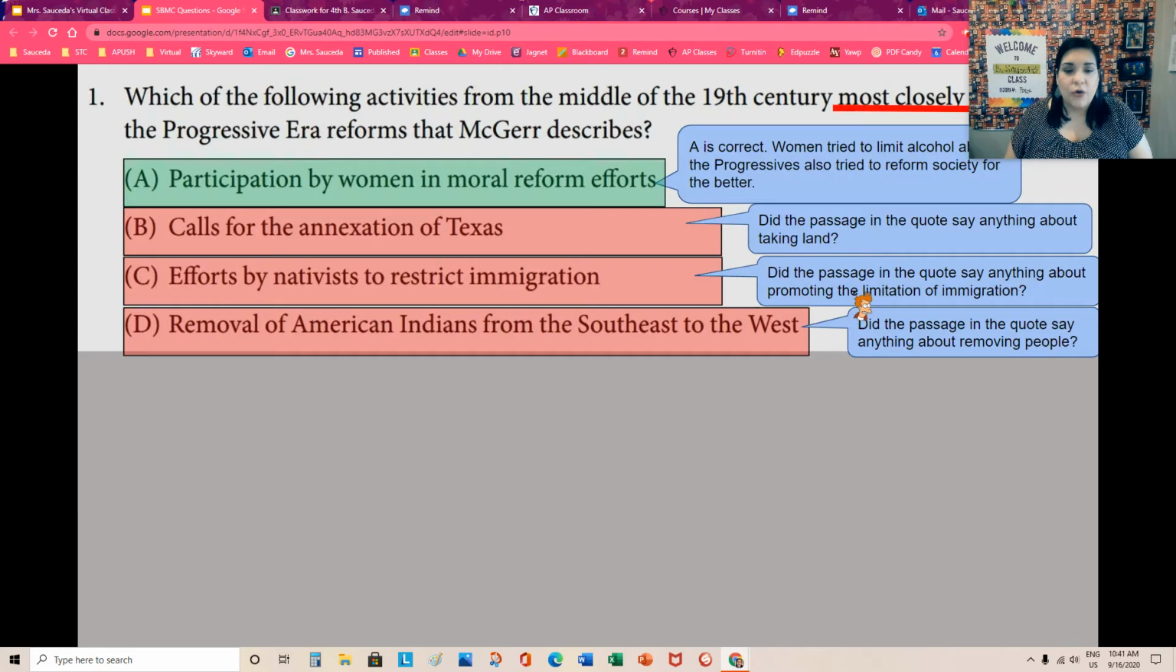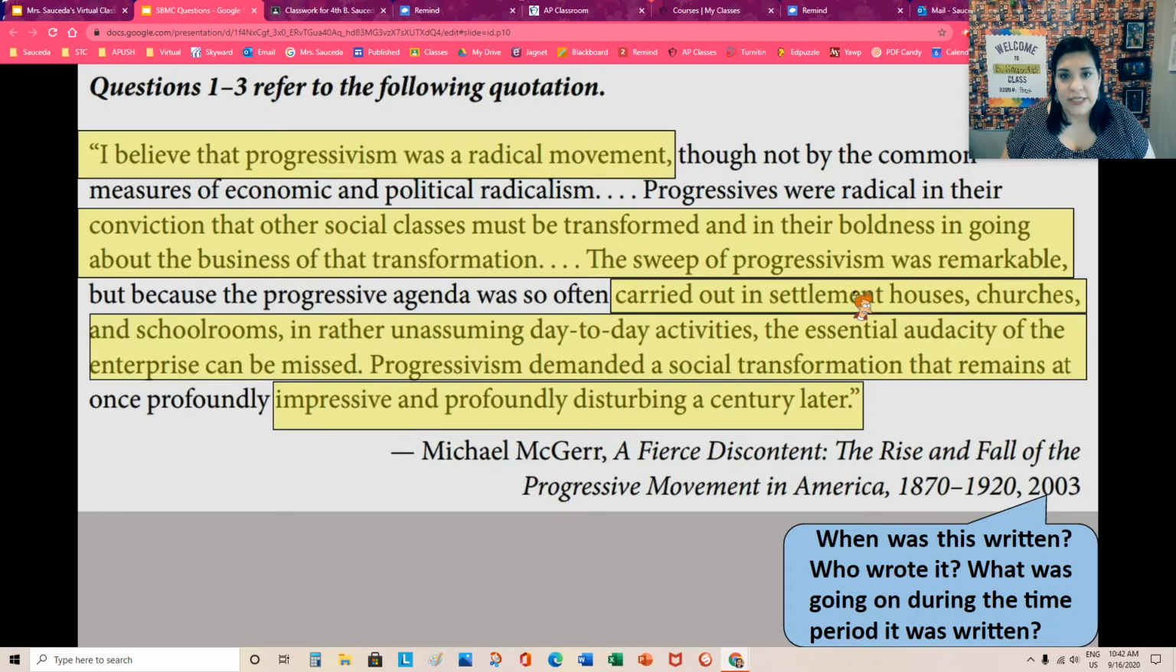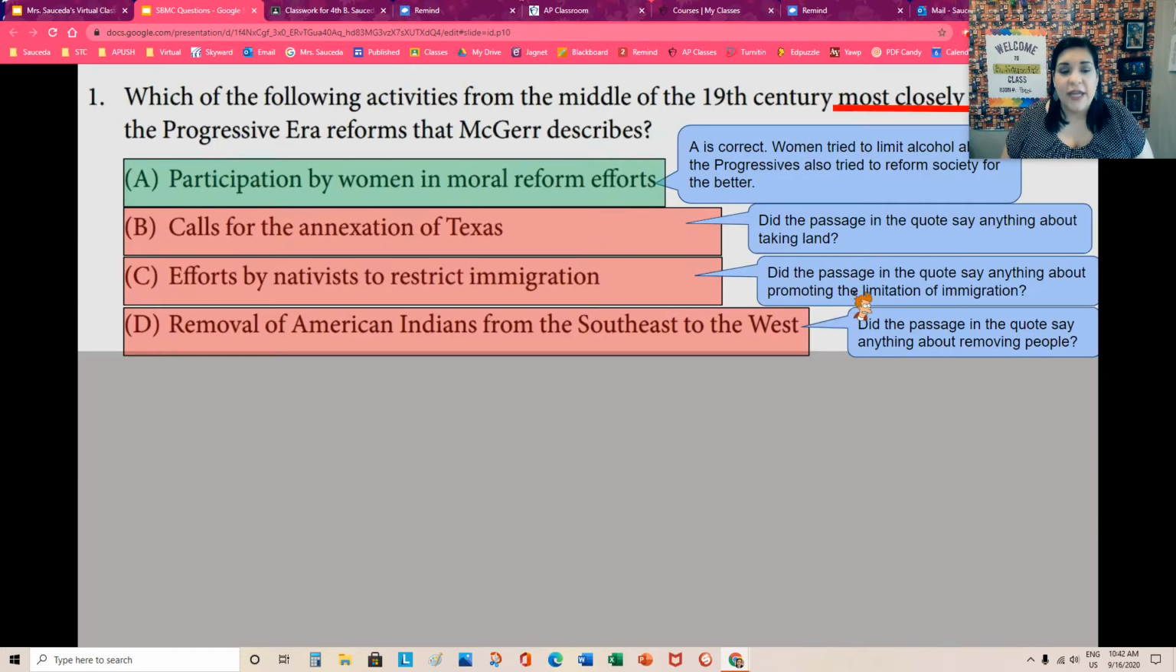Okay? So when you look at this question, I'm only going to go over 3 examples. Number 1, which of the following activities from the middle of the 19th century most closely explains the Progressive Era reforms? So you could do process of elimination. In this document here, it never mentions the annexation of Texas or getting more land. It also does not mention anything about restricting immigration. In fact, it mentions helping immigrants through settlement houses. And it most definitely does not talk about American Indians. So through process of elimination alone, you know the answer is A.